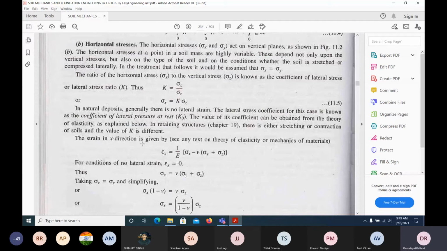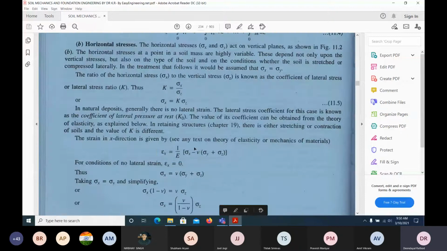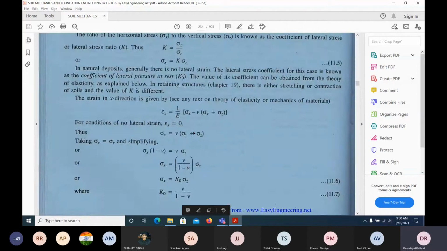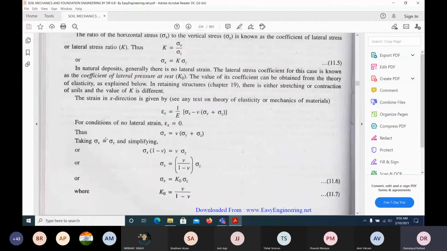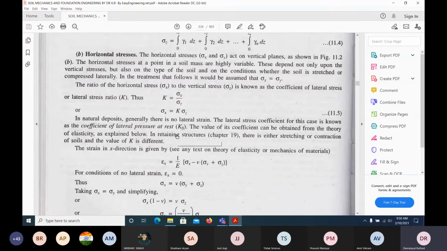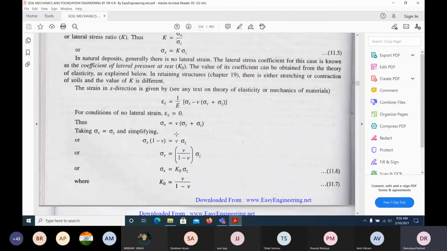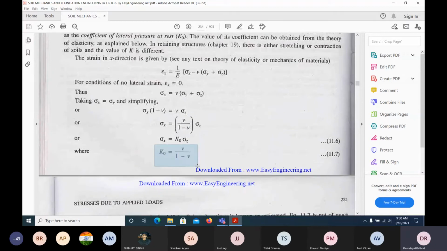The strain in the x direction is given by using the theory of elasticity or mechanics of solids. So epsilon x can be written in this way by using the Poisson's ratio. You might have seen this in strength of materials. Then for the condition of no lateral strain, when we make it 0, automatically you will get this equation. And if we take sigma x and sigma y, suppose if it is equal, then this particular k naught we can find out.